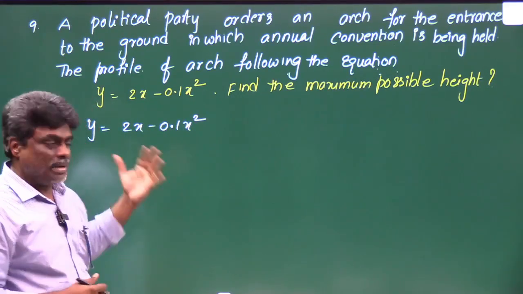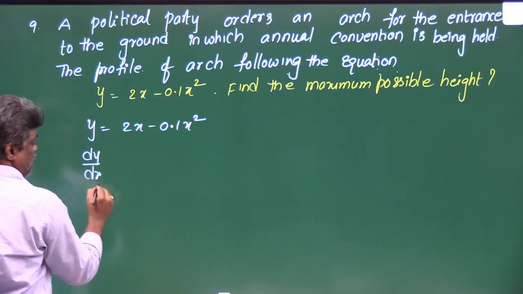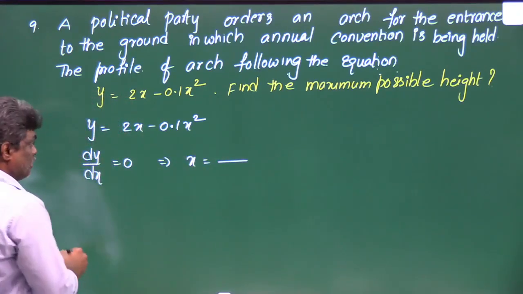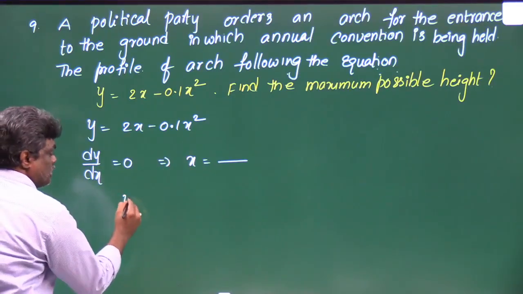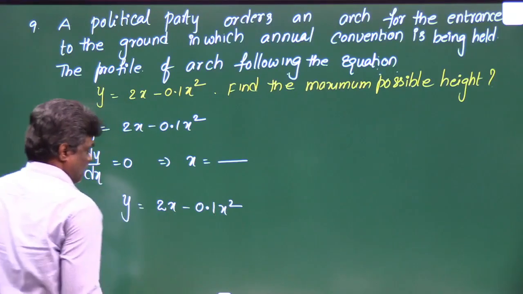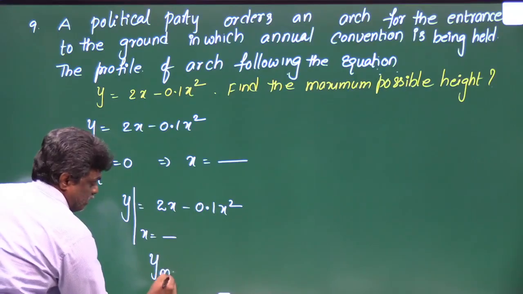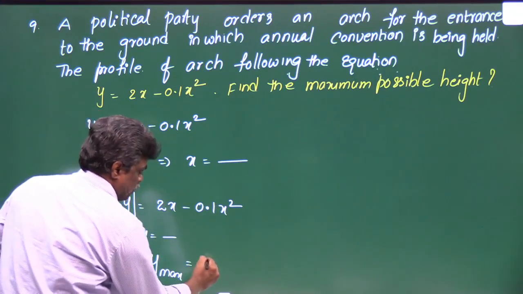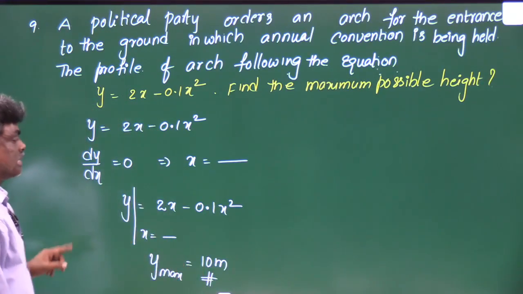You have to maximize this function, that's why find the first derivative dy by dx equal to 0 and get the x value and keep it aside. Okay, and he's asking the maximum possible value, so whatever x value you got, just take the function again, that is 2x minus 0.1 x square, and substitute whatever value you got. Try to do it yourself, and then the answer will be around 10 meters. I think you will get 10 meters exactly. So please check whether you got this answer or not. Do it yourself.